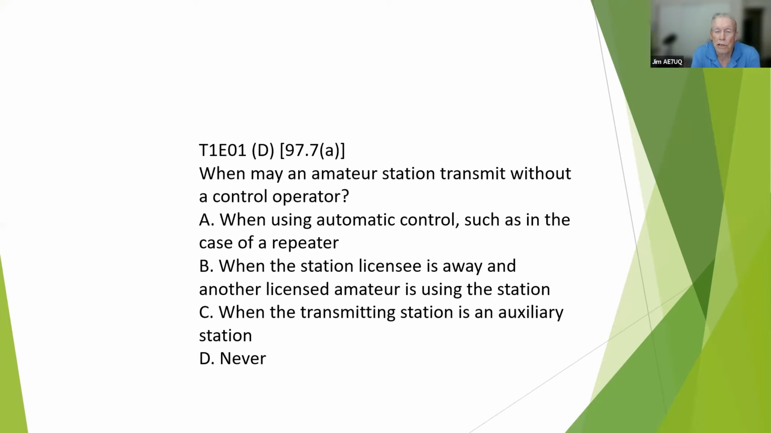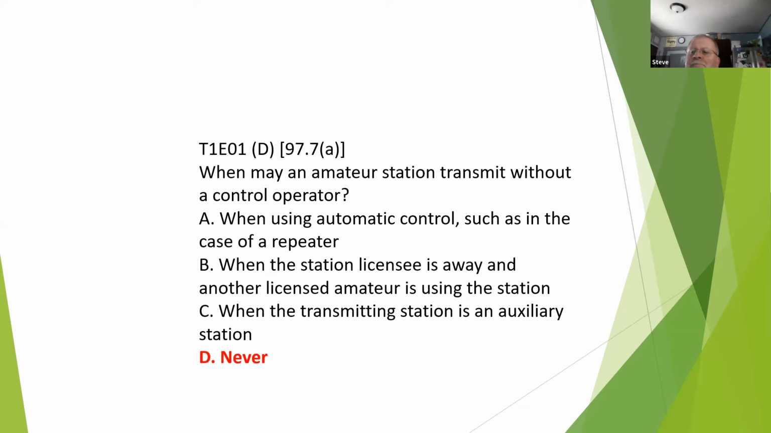When may an amateur station transmit without a control operator? A control operator basically is whoever is running the station. Never. So the options here include using automatic control. In other words, you've got to be the one in control. And again, it's your location where you're operating from and not an auxiliary.